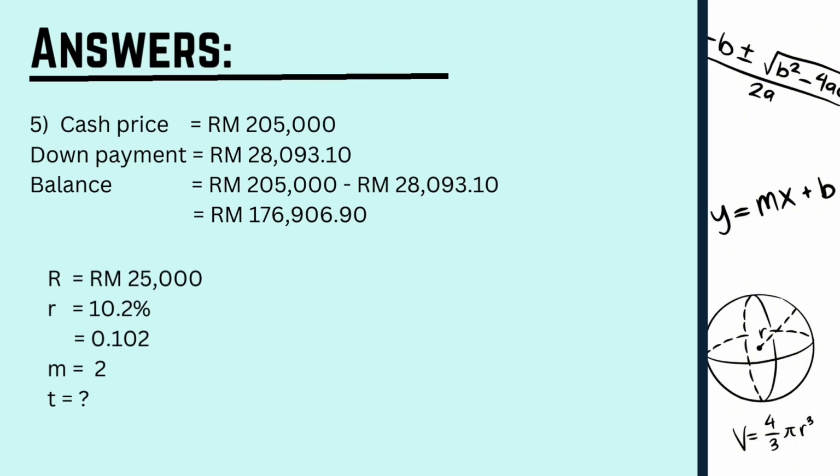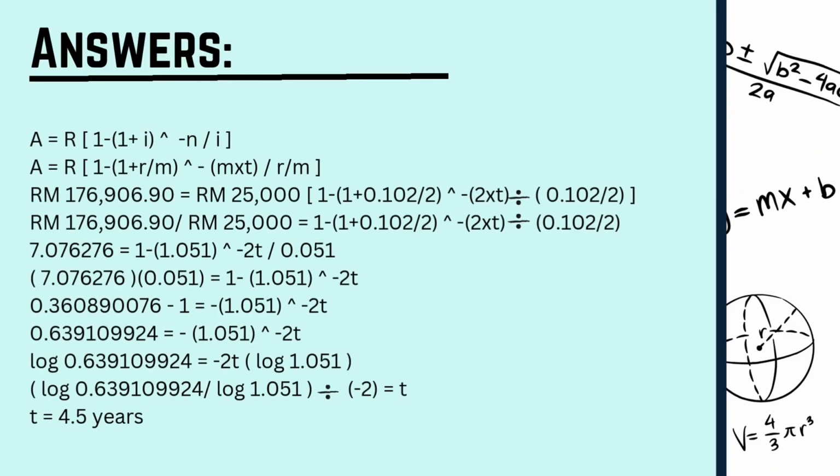Okay, now let's find the amount of balance. First, the cash price is 205,000 ringgit. The down payment is 28,093 ringgit 10 cent. So the balance is equal to 205,000 ringgit minus 28,093 ringgit 10 cent. The final answer we will get is 176,906 ringgit 90 cent. After we got the amount of balance, we can proceed to the next calculation. In this calculation, we just need to substitute the amount into the formula.